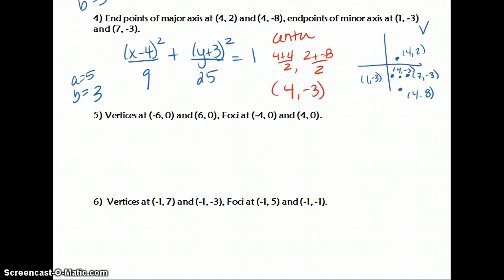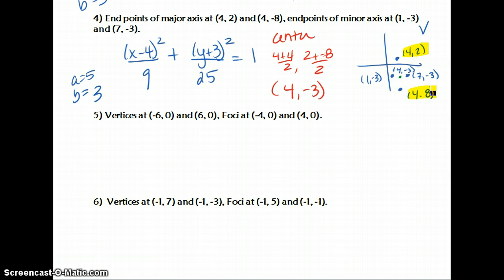Okay, here is the answer to number 4. X minus 4 squared over 9 plus y plus 3 squared over 25 equals 1. Okay, just to go through it, the reason why we knew it was going to be a vertical ellipse is because the major axis was vertical. And we knew that because the endpoints of the major axis were at 4, 2, and 4, -8. So the only way that that's possible is if you have a vertical ellipse.